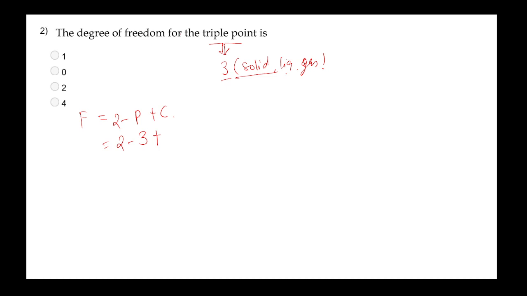Here it is not mentioned, but triple point means you are considering a single component. So the component here is 1. So there is no mixture. Which is nothing but 2 minus 3 plus 1, which is 0. So at the triple point, the degree of freedom that you have is 0.